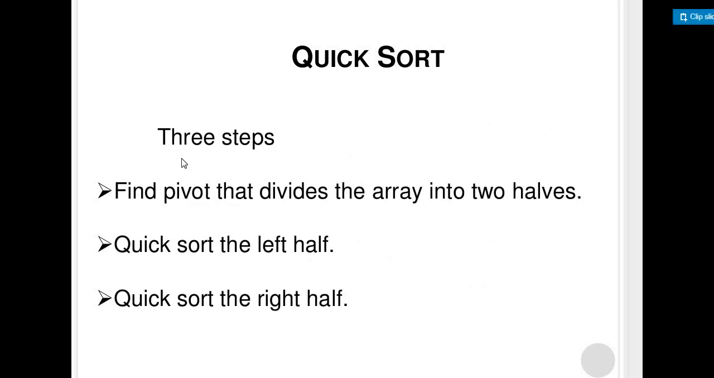So for this quicksort there are three steps. First, find the pivot that divides the array into two halves. Then quicksort the left half, and again quicksort the right half. So we'll divide the elements in two parts.